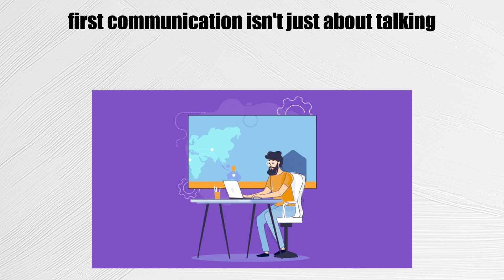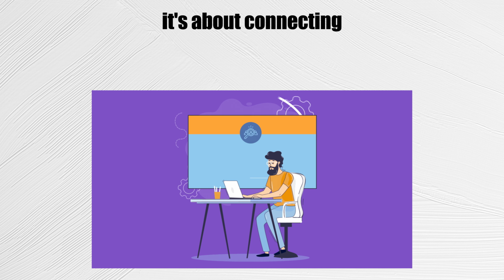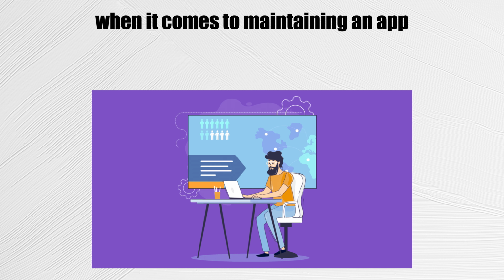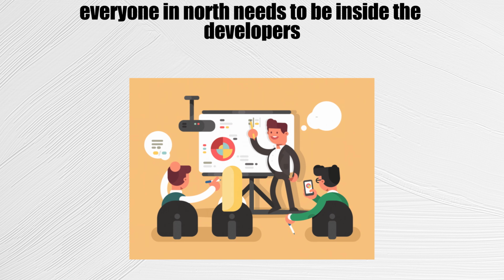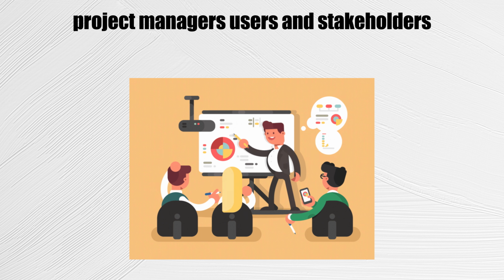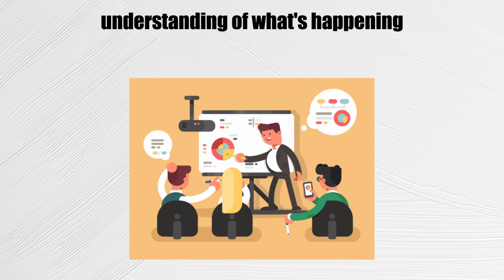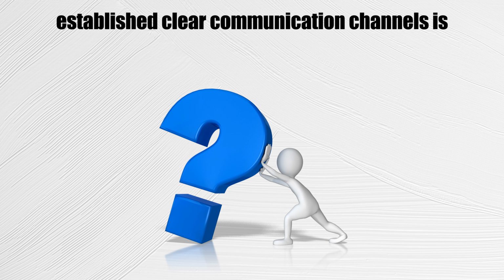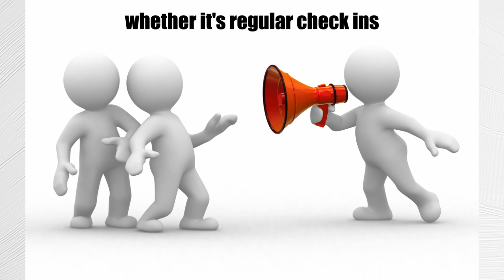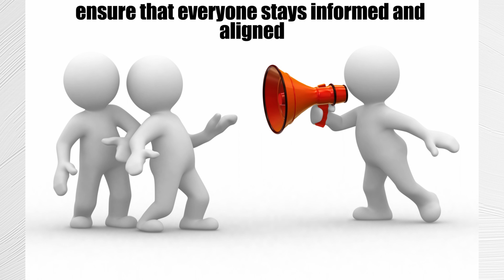First, communication isn't just about talking, it's about connecting. When it comes to maintaining an app, especially one as critical as a vote declaration system, everyone involved needs to be in sync. Developers, project managers, users and stakeholders all need to have a clear understanding of what's happening, what's expected and what's coming next. Establishing clear communication channels is the bedrock of this process. Whether it's regular check-ins, updates or feedback sessions, these channels ensure that everyone stays informed and aligned.